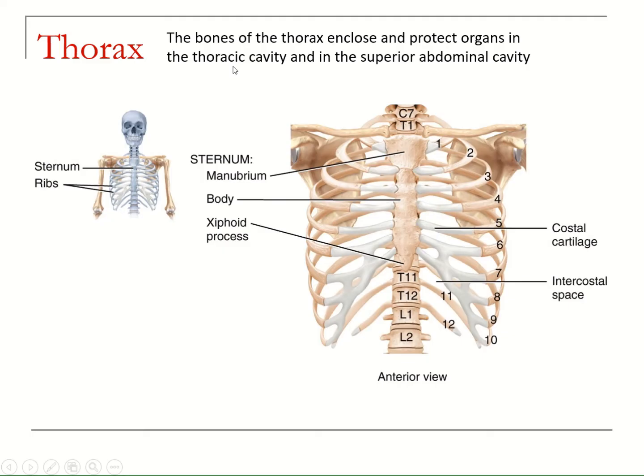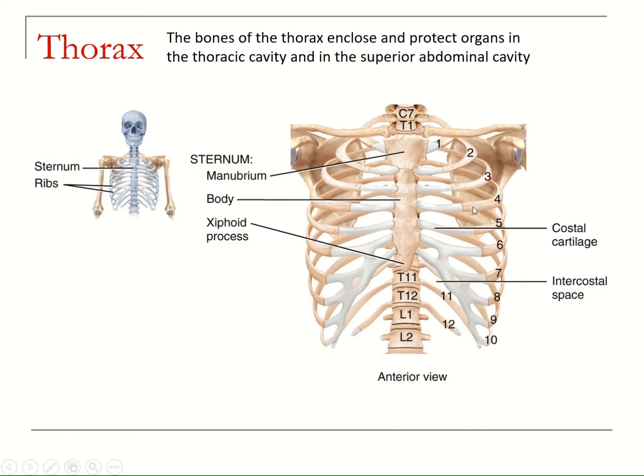The bones of the thorax enclose and protect organs in the thoracic cavity and in the superior abdominal cavity. So there are structures inside the thoracic cage, particularly the heart, the lungs, the diaphragm, and also the upper portion of the abdominal cavity, including the liver over here. Okay, so the following structures comprise your thoracic cage.